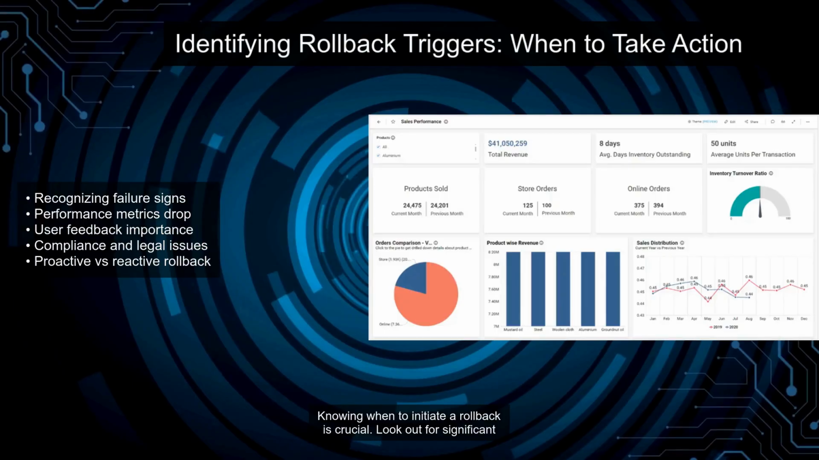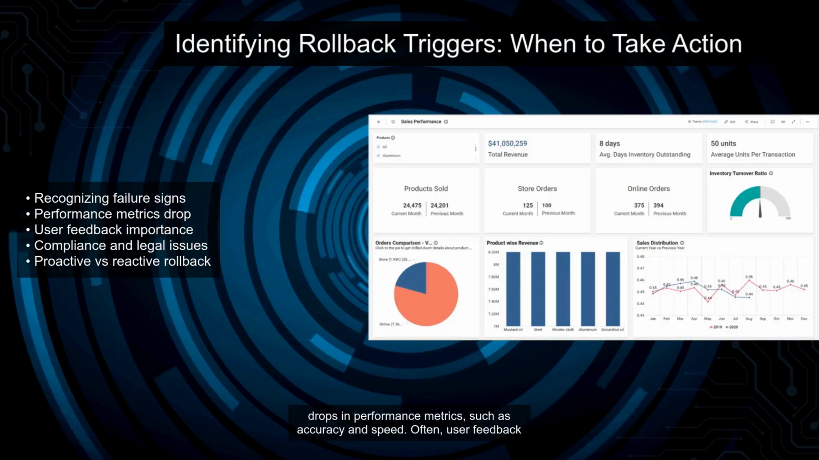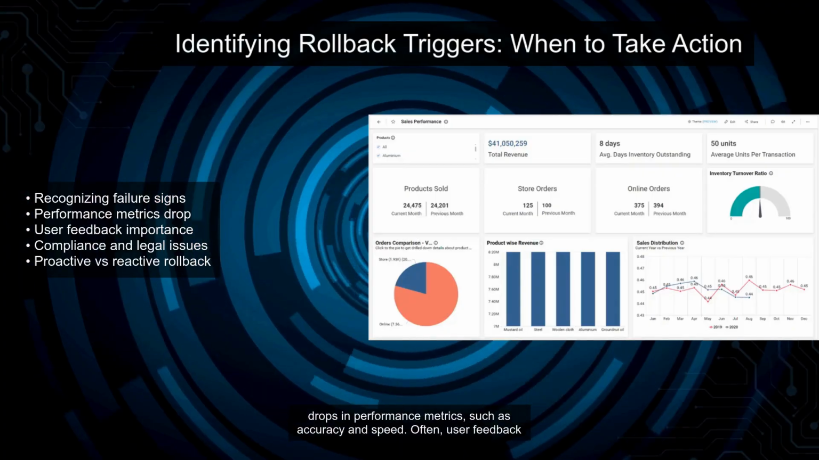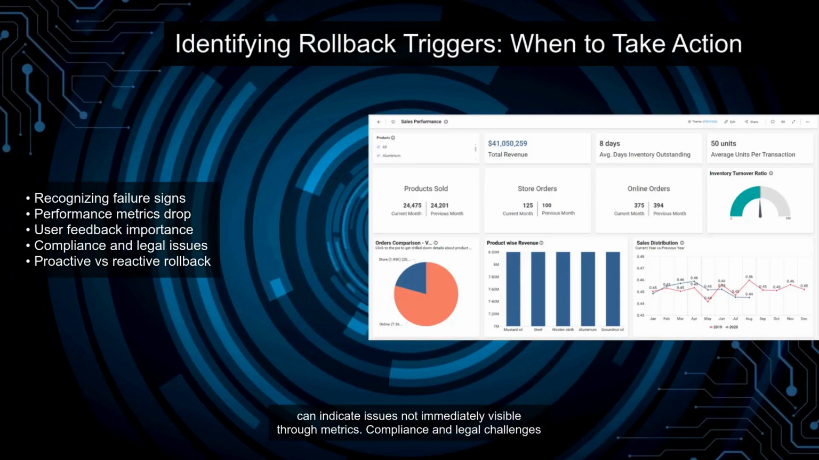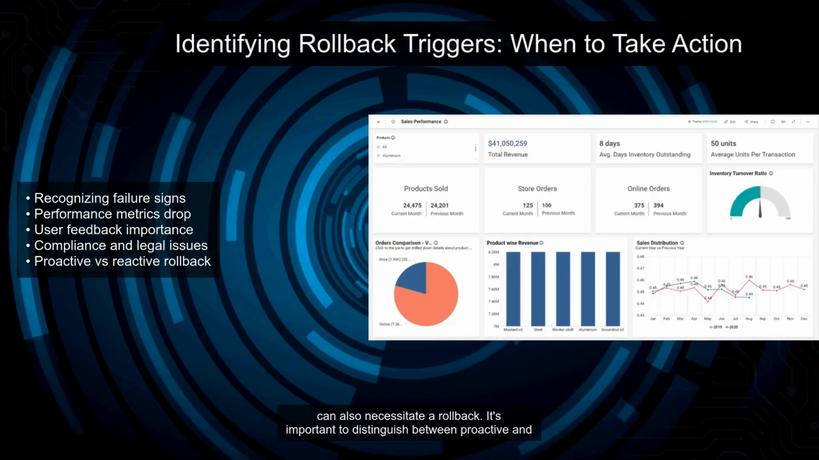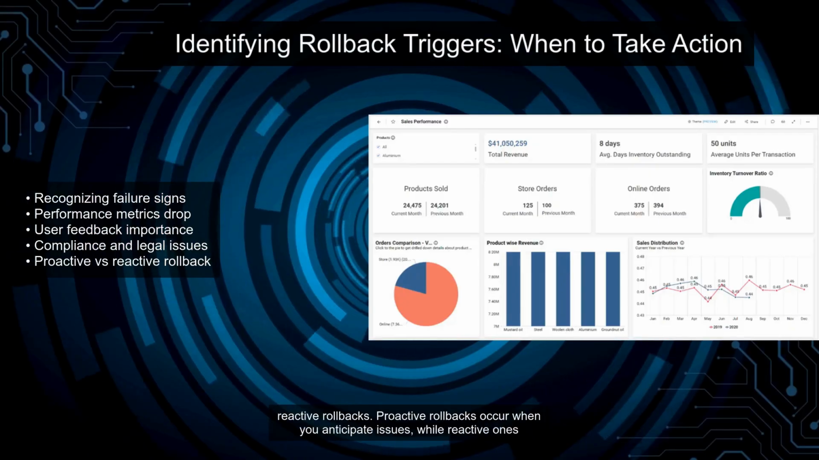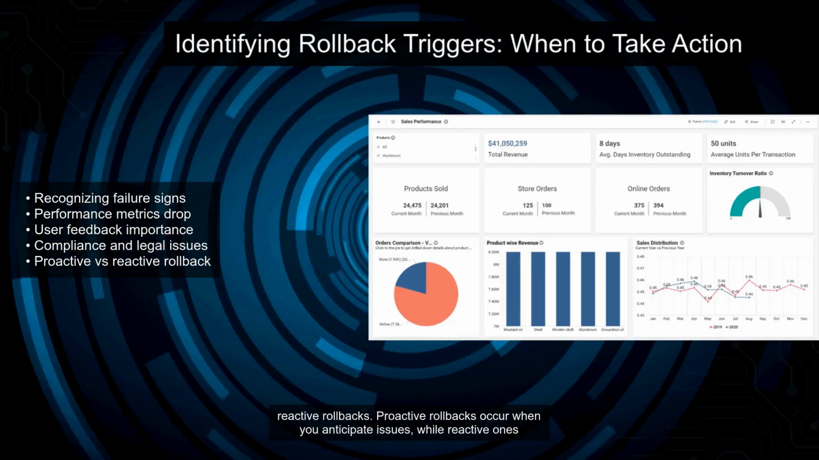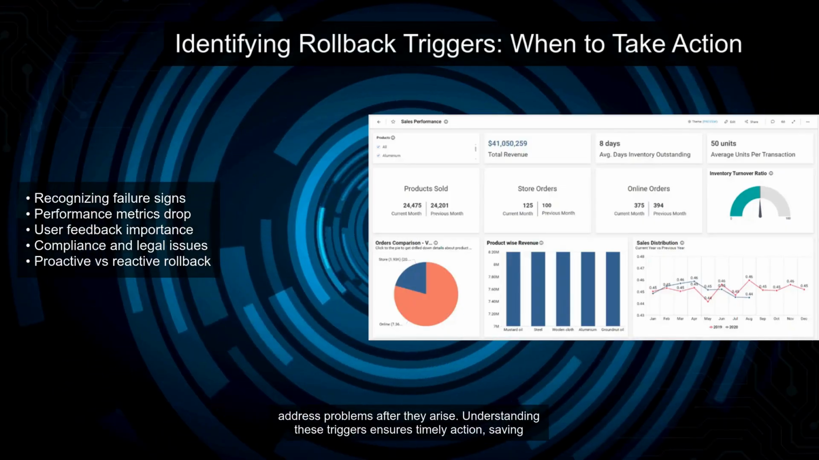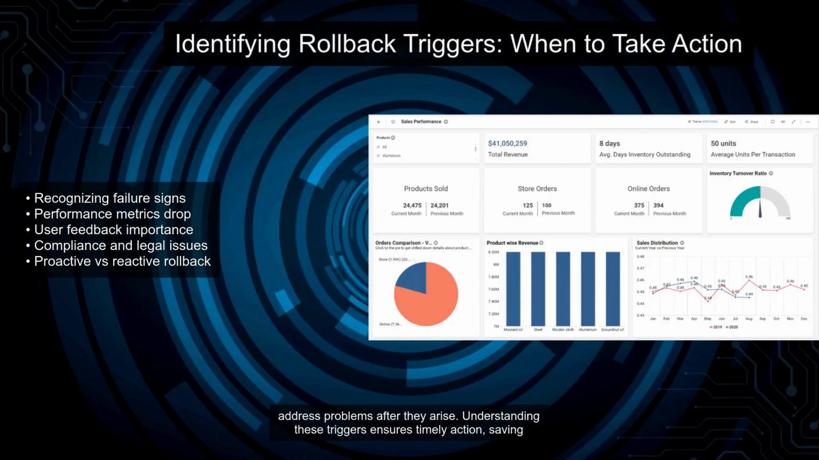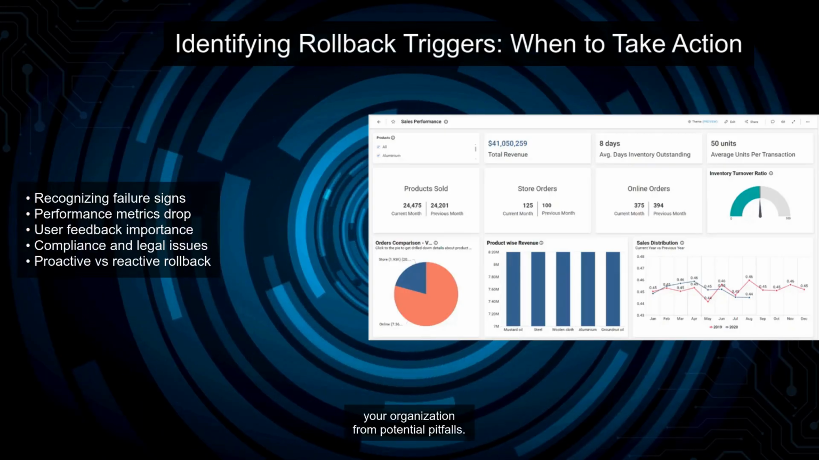Knowing when to initiate a rollback is crucial. Look out for significant drops in performance metrics, such as accuracy and speed. Often, user feedback can indicate issues not immediately visible through metrics. Compliance and legal challenges can also necessitate a rollback. It's important to distinguish between proactive and reactive rollbacks. Proactive rollbacks occur when you anticipate issues, while reactive ones address problems after they arise. Understanding these triggers ensures timely action, saving your organization from potential pitfalls.